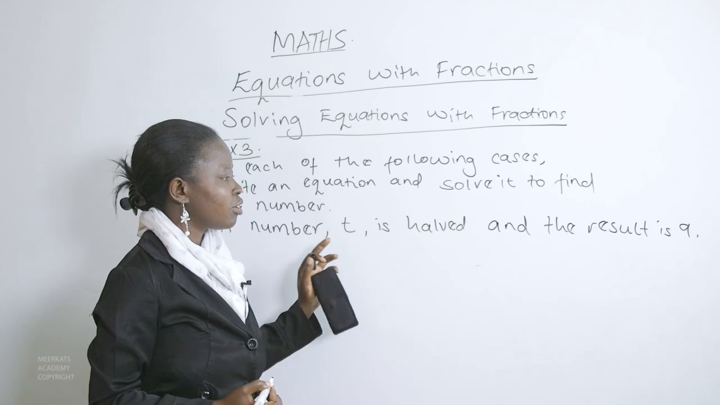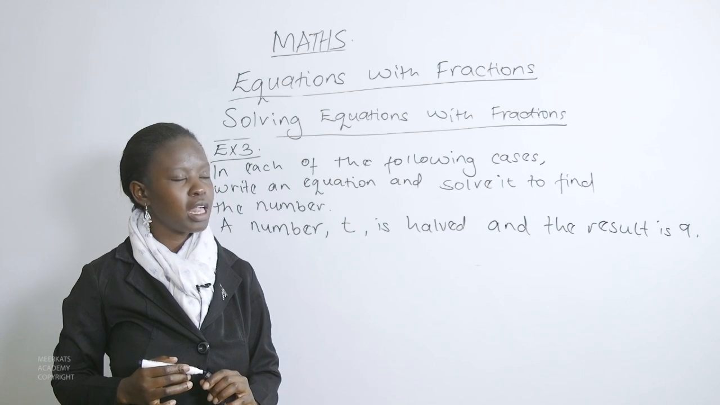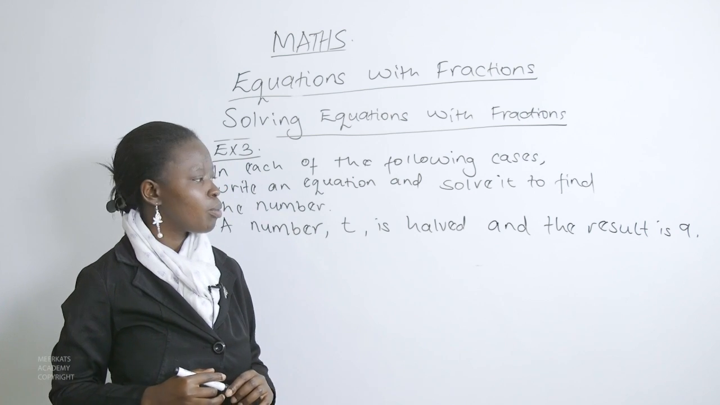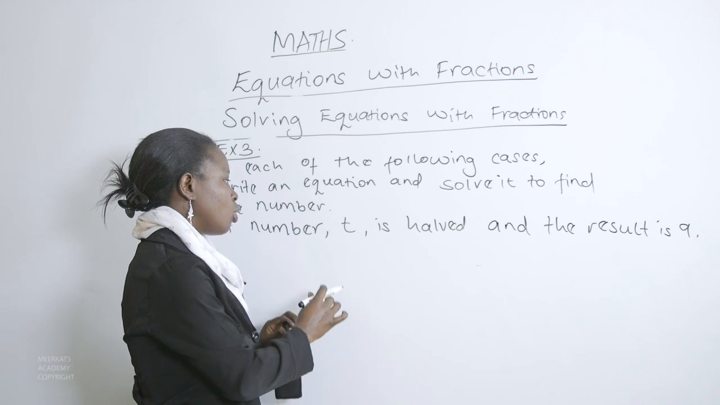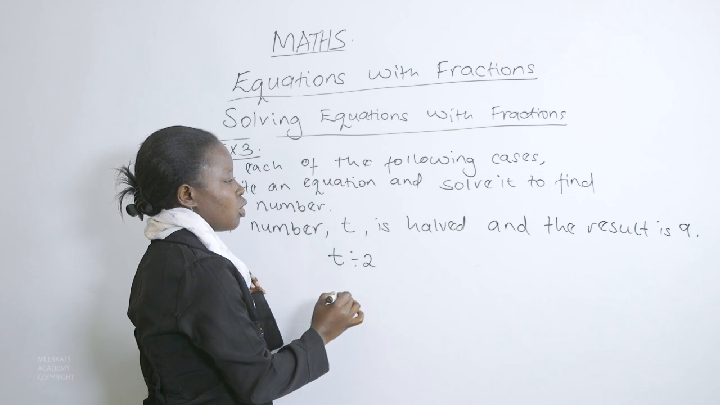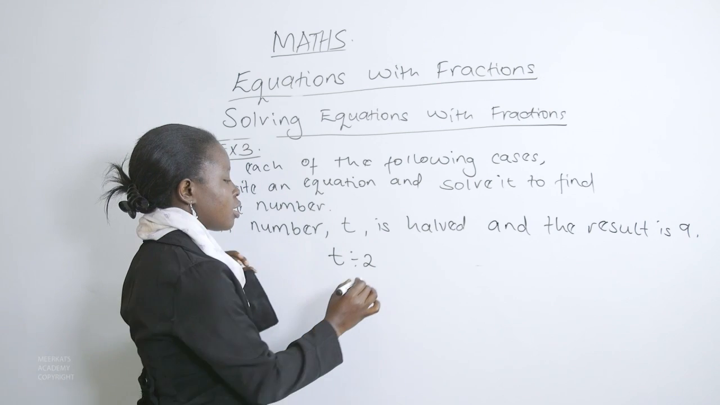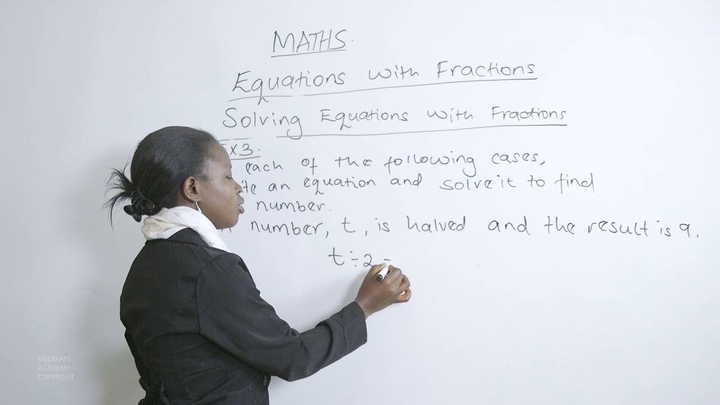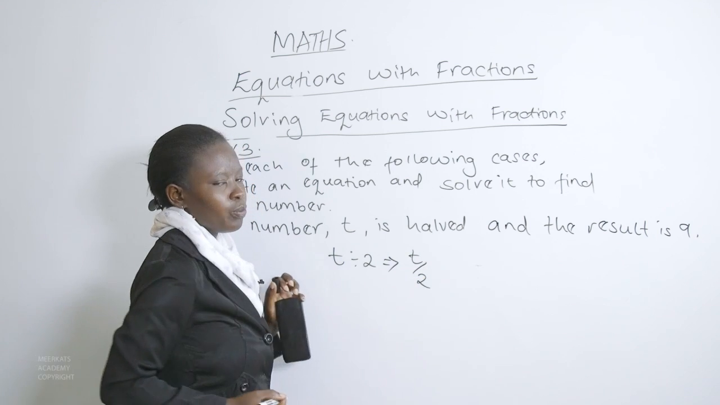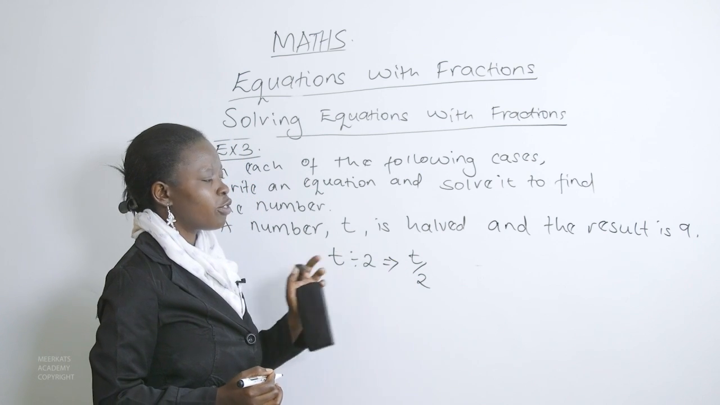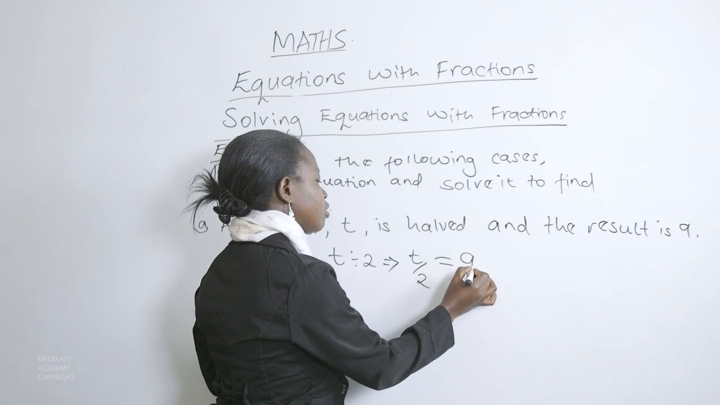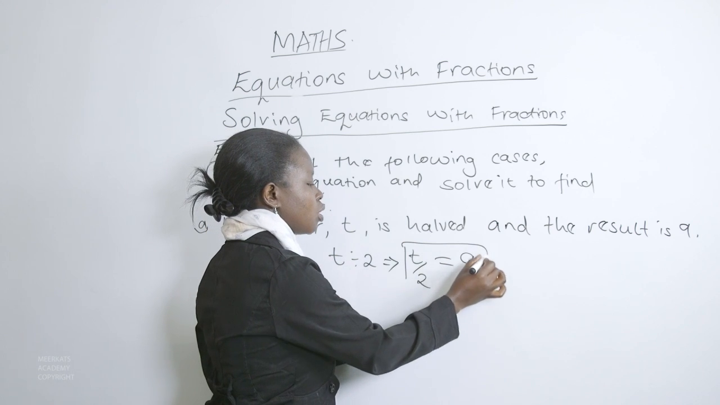So we have a number t is halved and the result is 9. When we have a number, then it simply means we are dividing by 2. So t is halved, it means that we have t divided by 2. Then the result is 9. So in this situation, t divided by 2 is the same as writing it as t over 2. And we are being told if we have the value of t, then the result will be 9. So our result is 9. So this is the equation that we have.